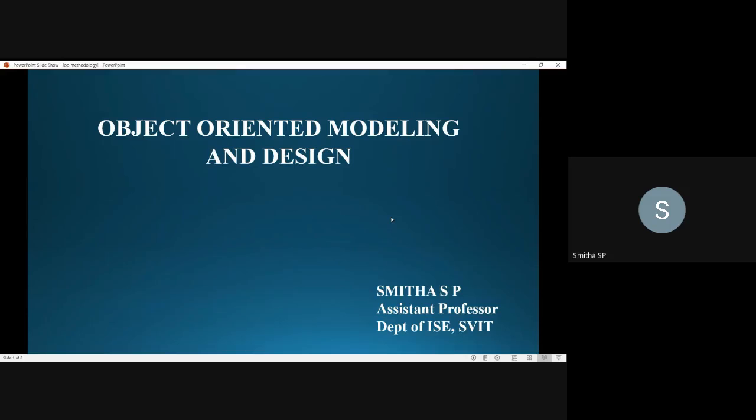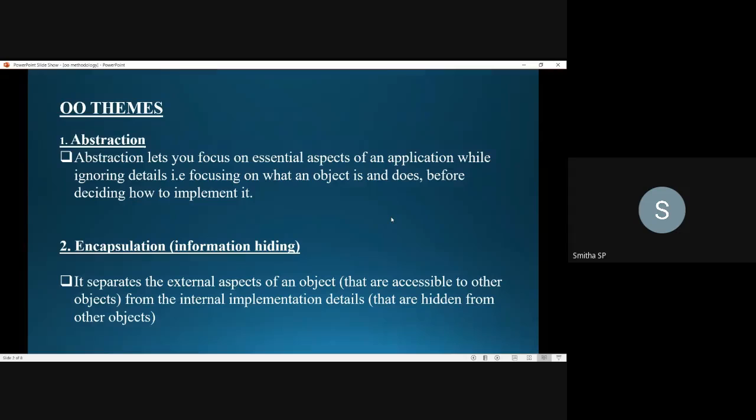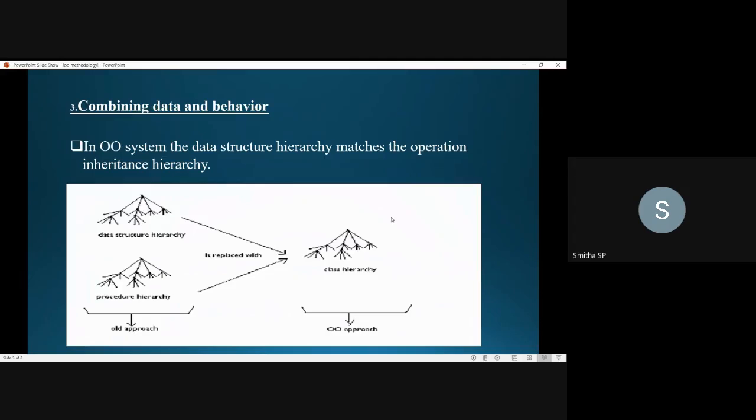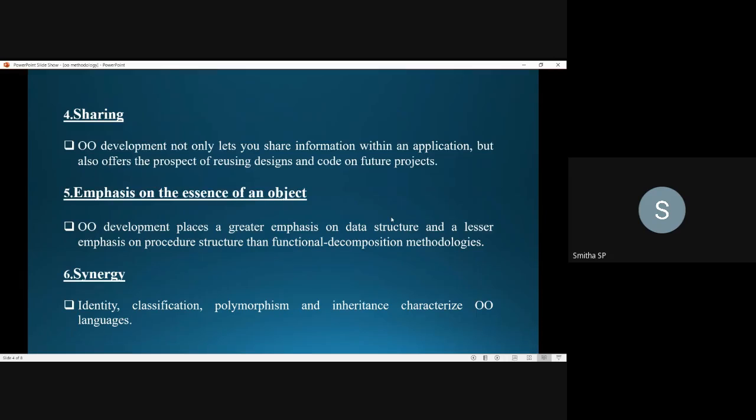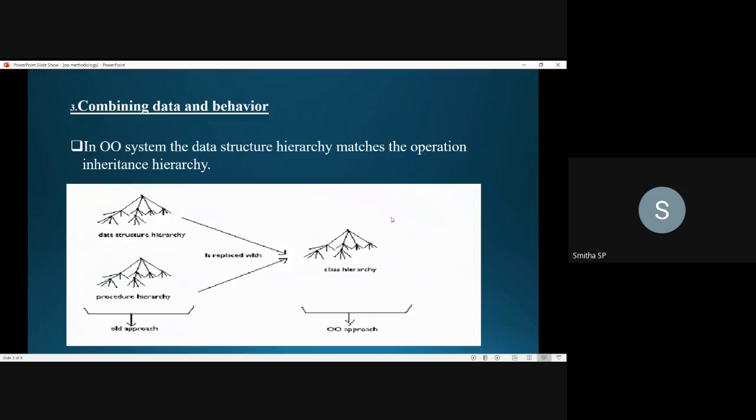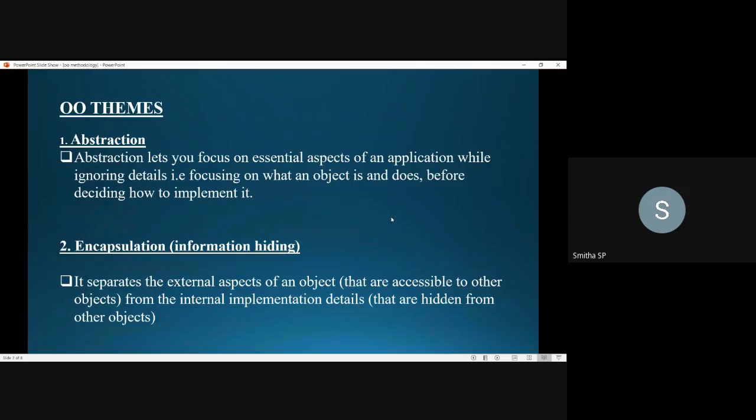Object-oriented modeling and design. In today's class, we will be discussing object-oriented themes. Here, in the object-oriented themes topic, we will be discussing 6 themes. They are abstraction, encapsulation, combining data and behavior, sharing, emphasis on the essence of an object, and synergy. So let's begin with the first theme, that is abstraction.